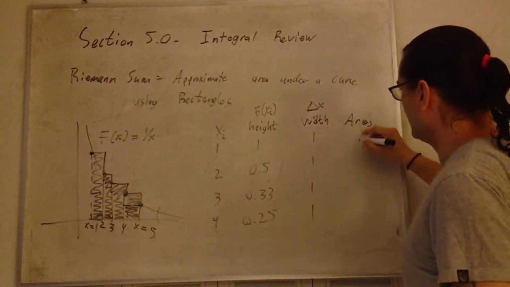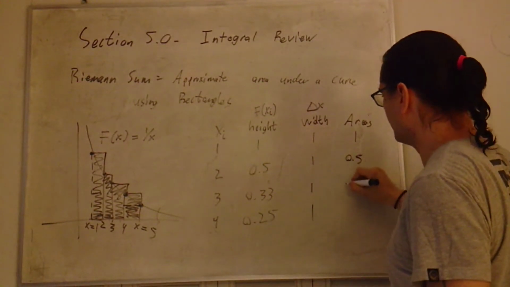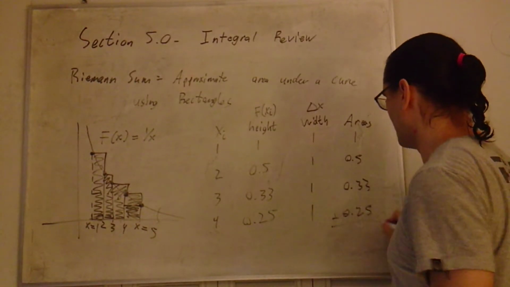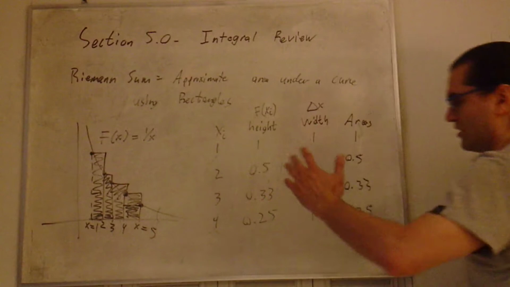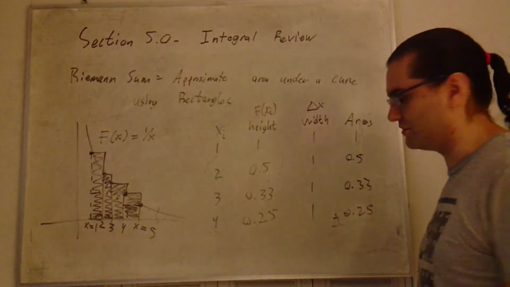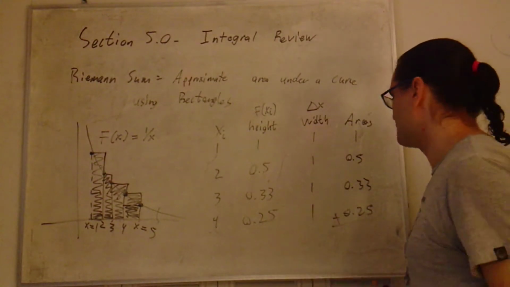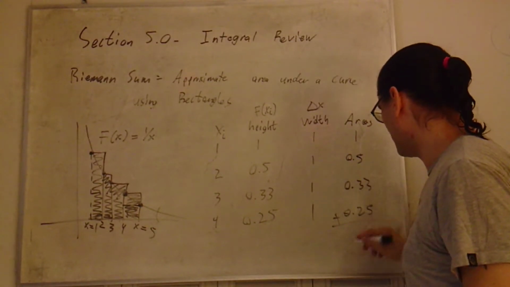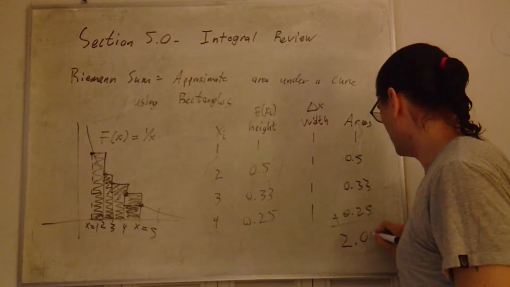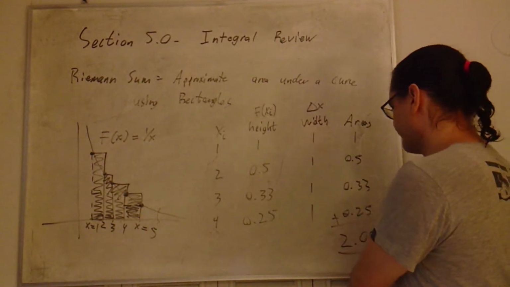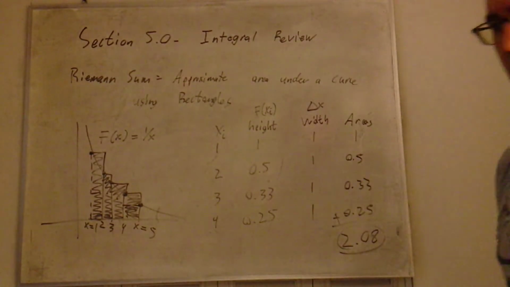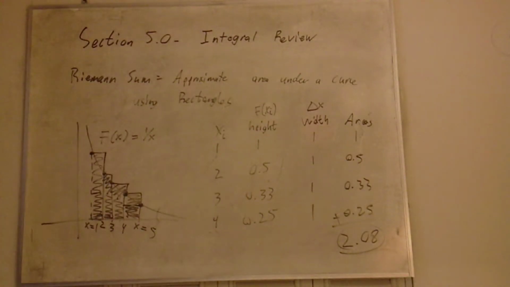The areas you get here are 1, 0.5, 0.33, and 0.25. If you add them together, you should get an approximation for the total area under this curve between these points. And we think you get 2.08-ish. So that's an overestimate. It's probably a little lower than that. But that's a Riemann sum.